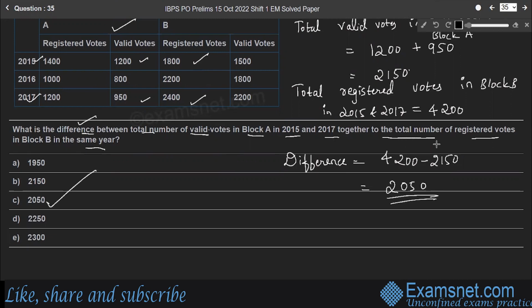The difference between the total number of valid votes in block A in 2015 and 17 together and the total number of registered votes in block B in the same year is 2050.